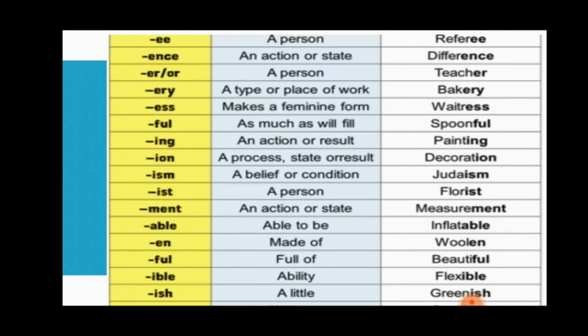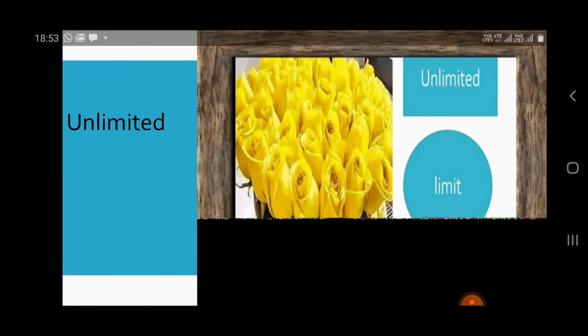made of, you can say wooden, and FUL again the same point, beautiful, you can say, ability, you can say IBLE, you can say flexible, ISH a little, you can say greenish. So all these things you can keep in your mind, my dear students.